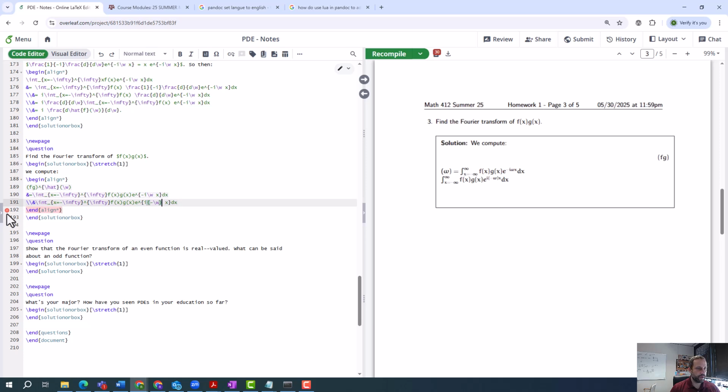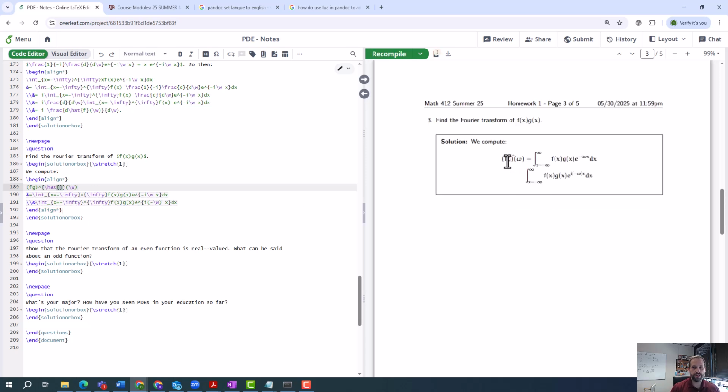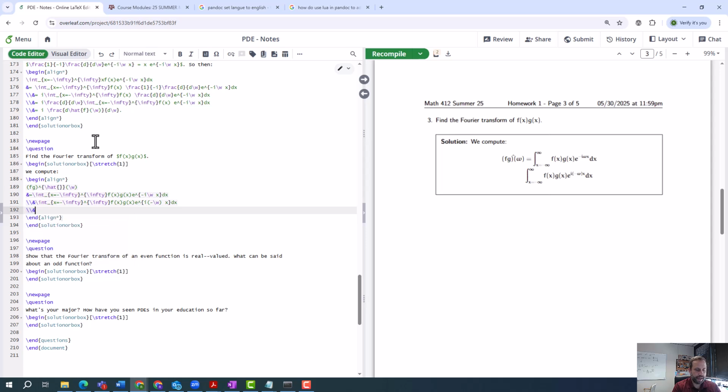What did I do wrong? Something here, I'm guessing. There we go. Okay, so the Fourier transform of f times g is equal to this. Now again, if we think about omega as being like the first variable and x as the Fourier transform variable, then we can think about this as being the inverse Fourier transform of f times g evaluated at minus omega. And that's not quite right, so let me write up here.